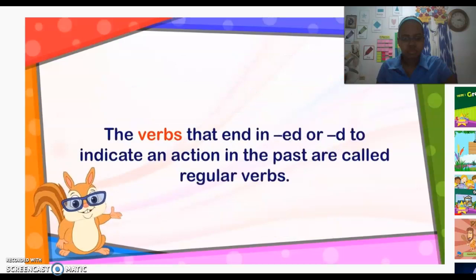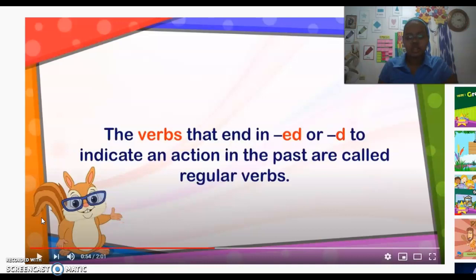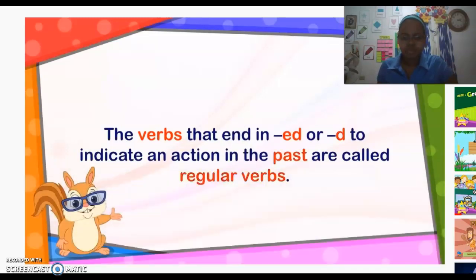The verbs that end in ed or d. Okay, so the verbs that end in ed or d indicate an action that happens in the past, or something that already happened. That is not something that is happening during the present. It's an action that already passed, already happened. Verbs that indicate an action in the past are called regular verbs.